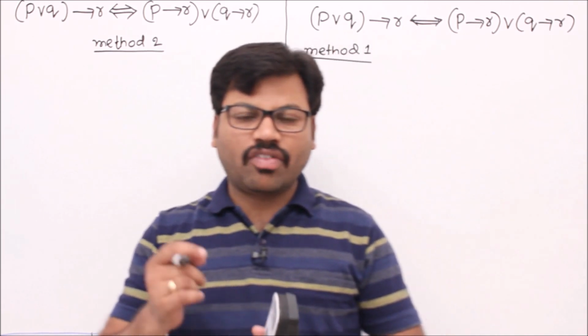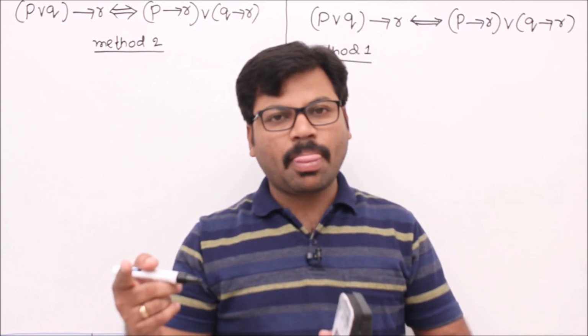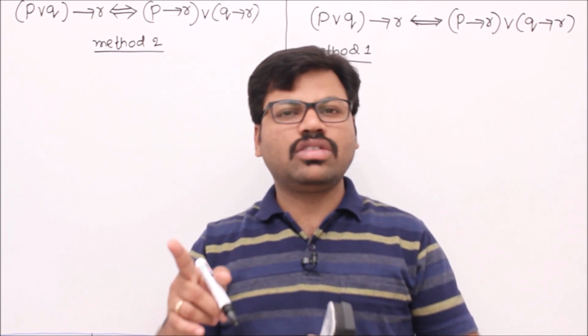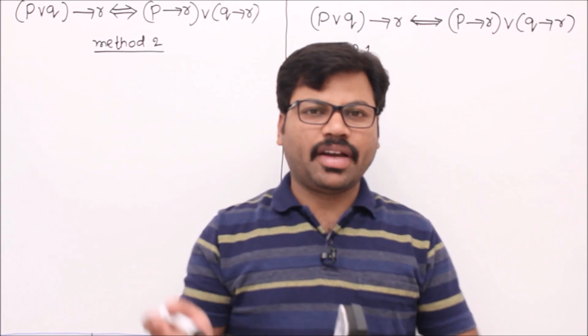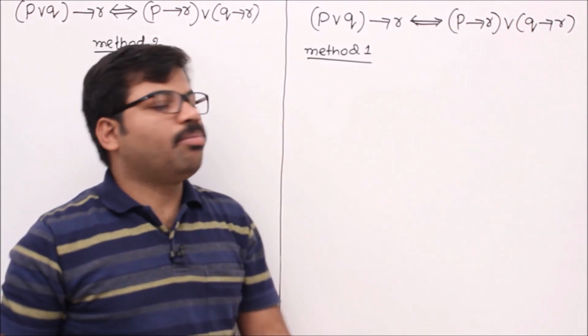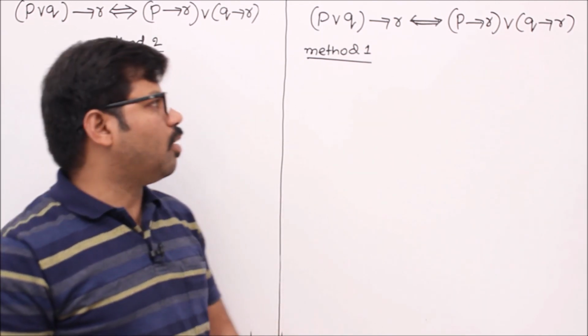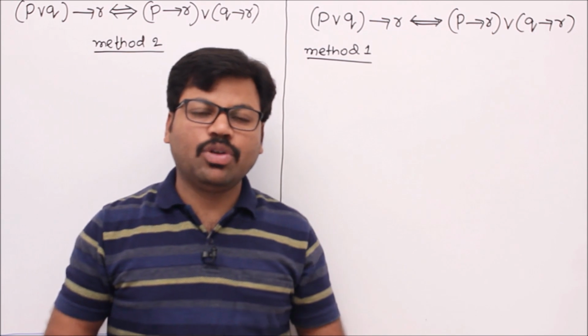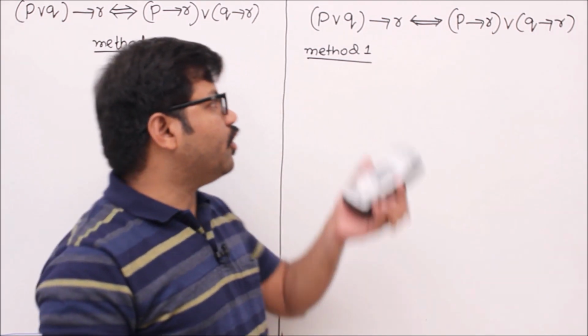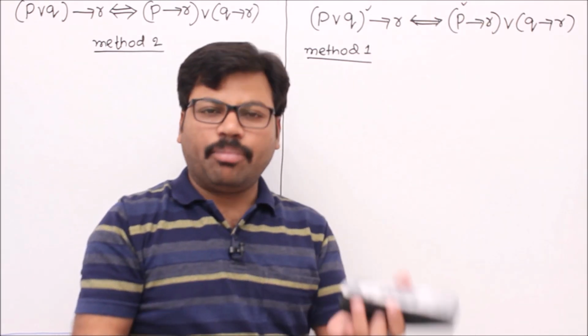I already taught you equivalence rules in the previous video. Please go through that video, understand all the equivalence rules and remember them, and come back and try to answer this question. So P or Q implies R equivalent to P implies R or Q implies R. How to solve this problem? Method number one: directly I use equivalence rules and simplify this equation and this equation. Later on I compare them.